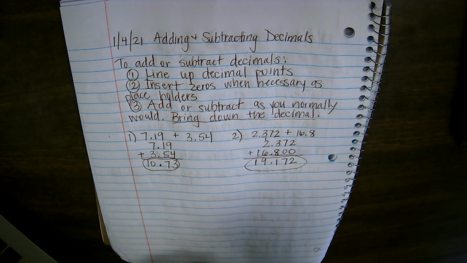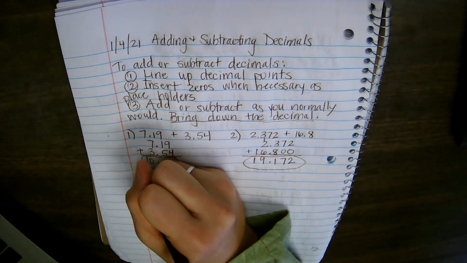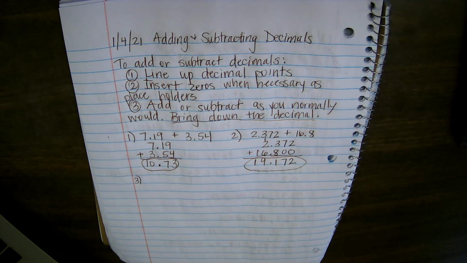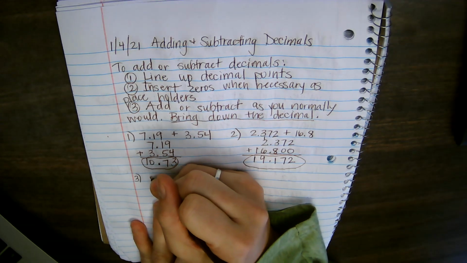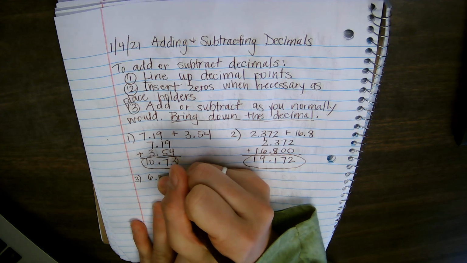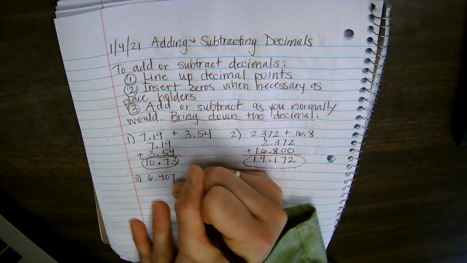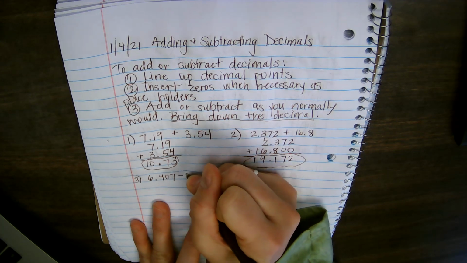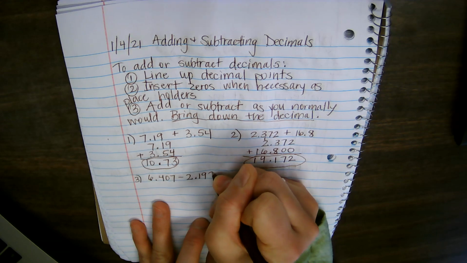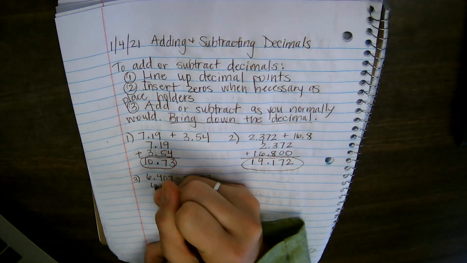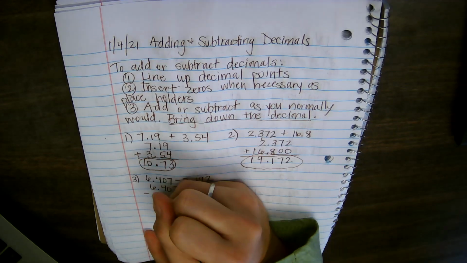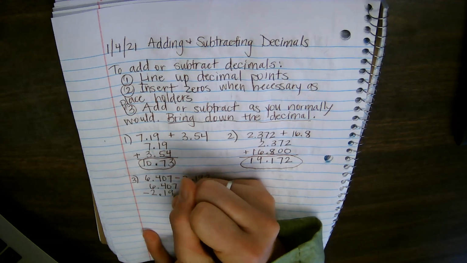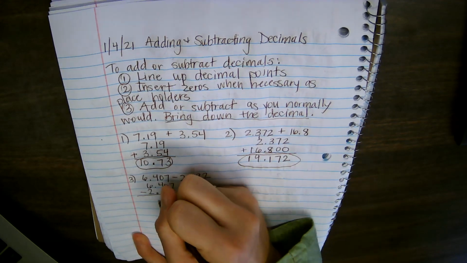Okay, here are a couple of subtraction examples, and then that's going to be it for today. Hopefully easy peasy, right? Lining up our place values and adding and subtracting. So 6 and 407 thousandths minus 2 and 192 thousandths. So I'm going to rewrite this vertically. I'm going to bring my decimal straight down.